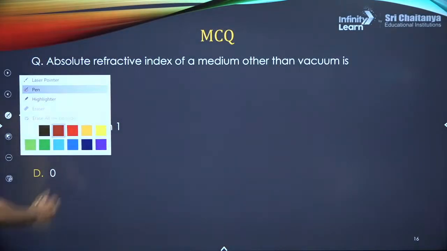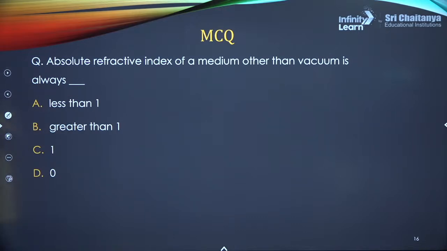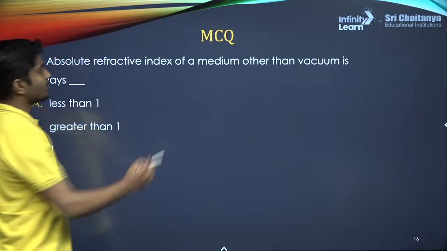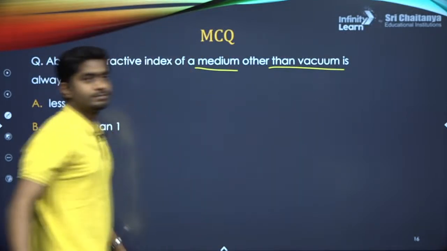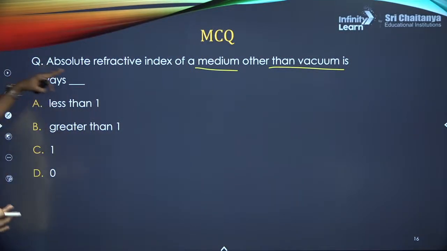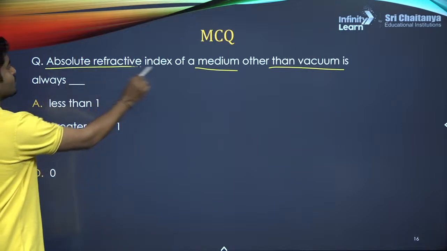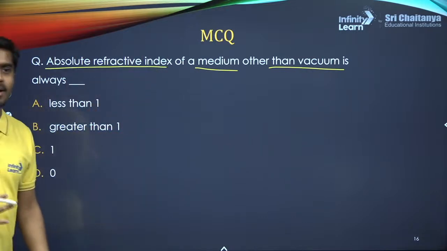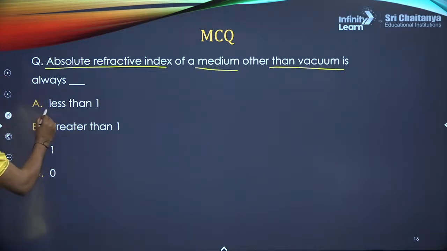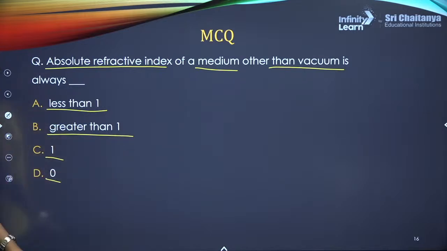ओके, सो नाउ सॉल्व दिस क्वेश्चन. ओके, यहां पे क्या बोला है, द एब्सोल्यूट रिफ्रैक्टिव इंडेक्स ऑफ द मीडियम अदर देन वैक्यूम. मतलब वैक्यूम के अलावा अगर कोई हमारे पास मीडियम है तो उसका एब्सोल्यूट रिफ्रैक्टिव इंडेक्स, उसका वैल्यू क्या होगा, व्हाट इज द वैल्यू, ऑलवेज लेस देन 1 या फिर ग्रेटर देन 1, इक्वल टू 1 एंड 0. क्या होगा बताओ फटाफट.